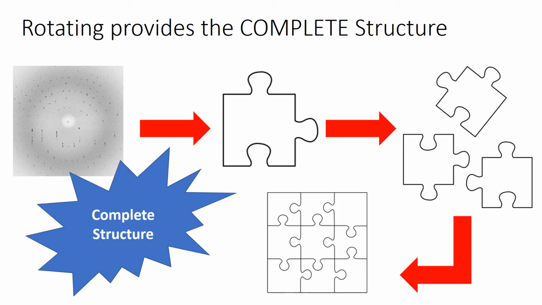Think of one diffraction pattern as one piece of the puzzle. Each time the crystal is rotated, a new diffraction pattern is gained, which adds another puzzle piece. In order to get all the pieces of the puzzle, the crystal needs to be under complete 360-degree rotation. Then, the whole puzzle can be solved from the different puzzle pieces. In other terms, the diffraction patterns are solved and used to determine the final structure.